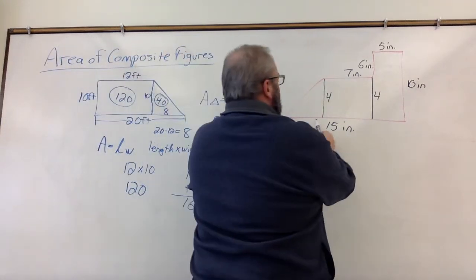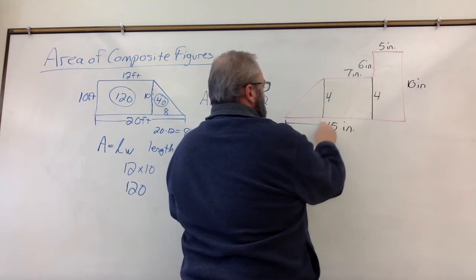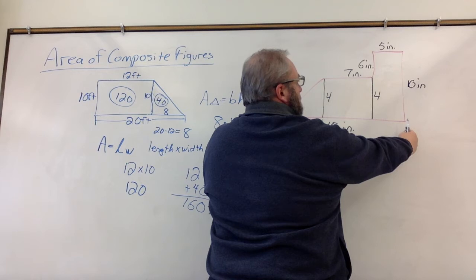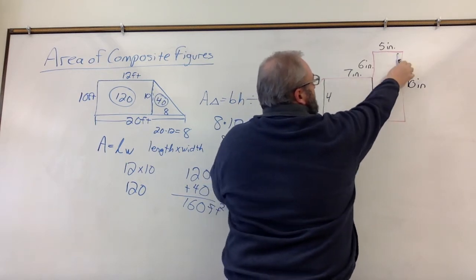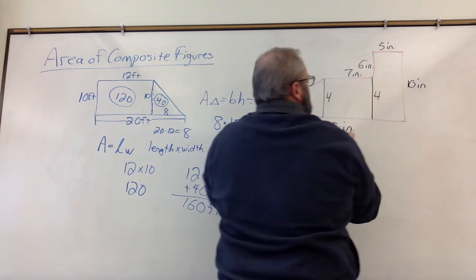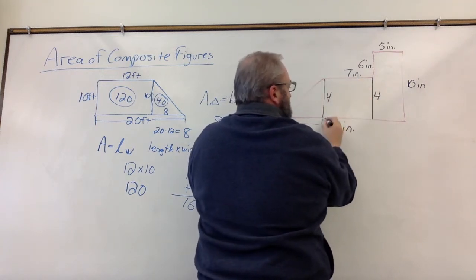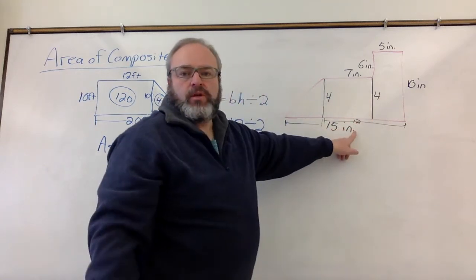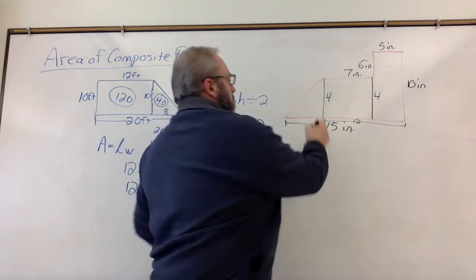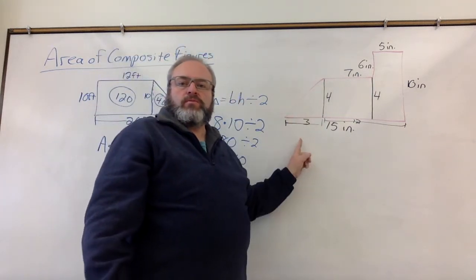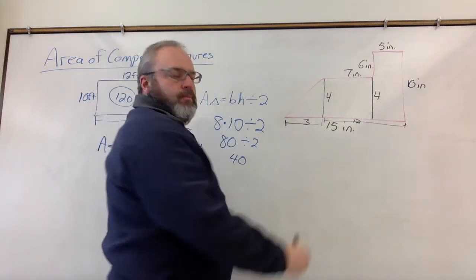Now, we need to find this section here. Well, this whole thing is 15, and we know that from here to here is 5, and from here to here is 7. 5 plus 7 is 12, so this section here is 12. 15 minus 12 is 3. So our triangle has a base of 3, height of 4.